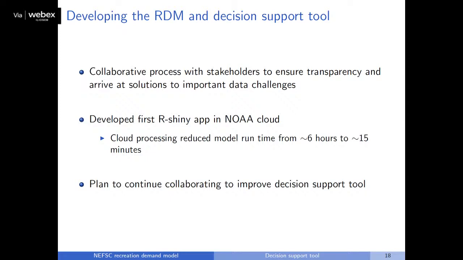So this tool was developed collaboratively to ensure transparency, and we sought their input on some data issues that we were having. It's the first public R Shiny app developed in the NOAA cloud, and by using cloud processing, we were able to reduce the model runtime from about 6 hours, which is what it takes on our local machines, to down to about 15 minutes in the cloud.